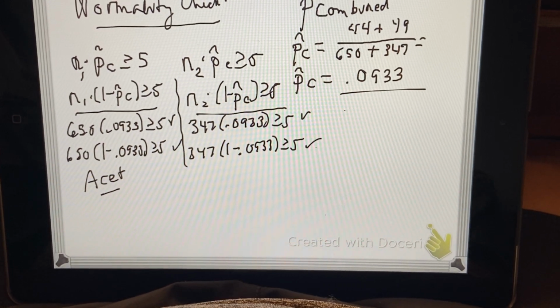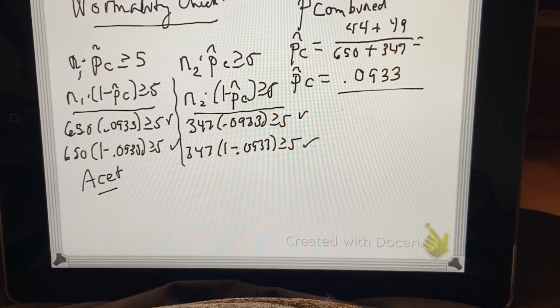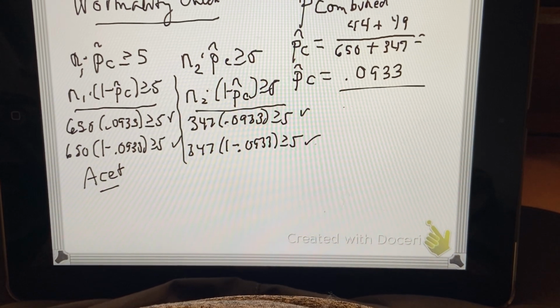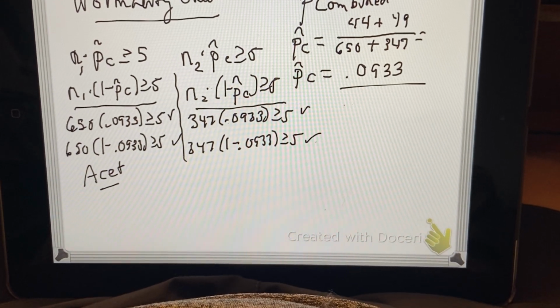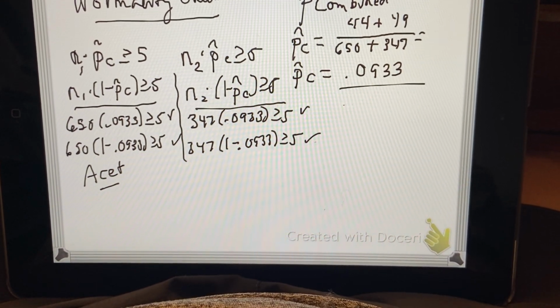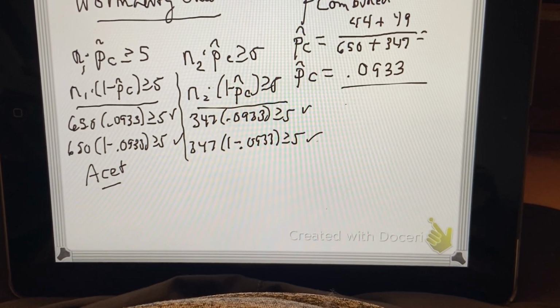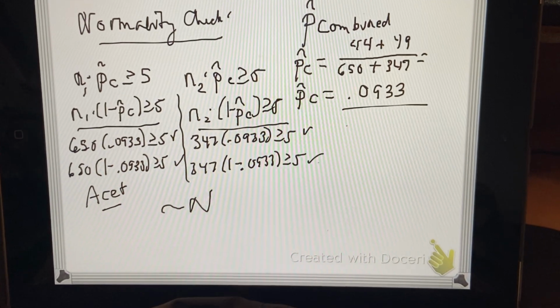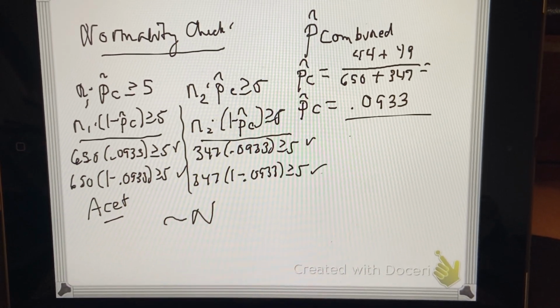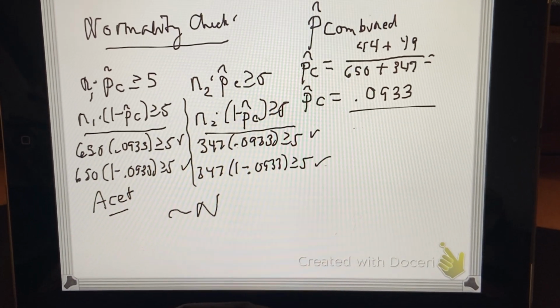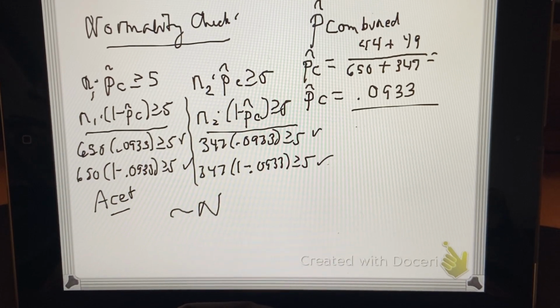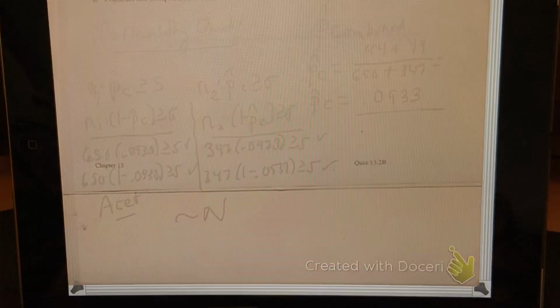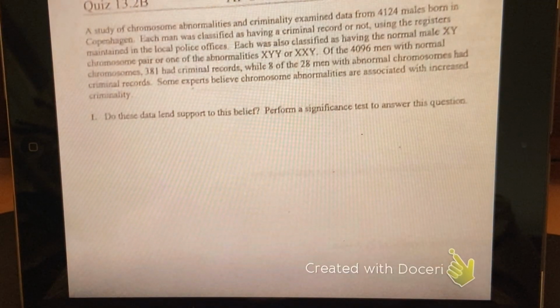So 9% of 347 is definitely greater than 5, and 9% of 650 is definitely greater than 5. So all of those are going to be good, so we're going to assume normality. So far so good with the planning stage. Now I'm going to jump back and start talking about the test statistic.